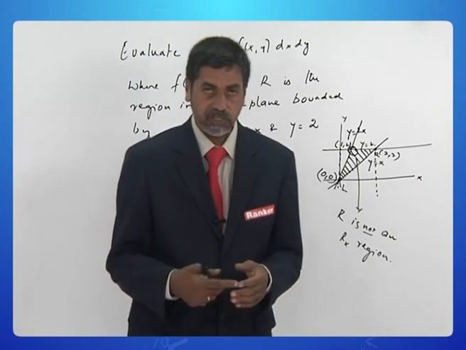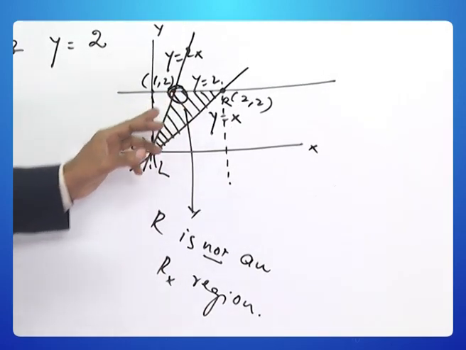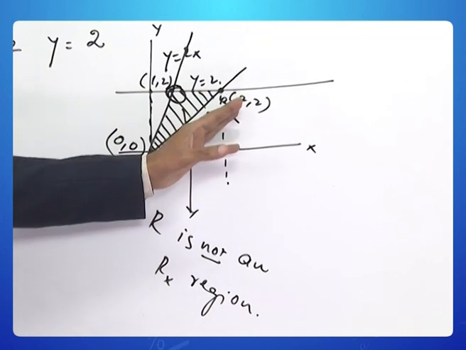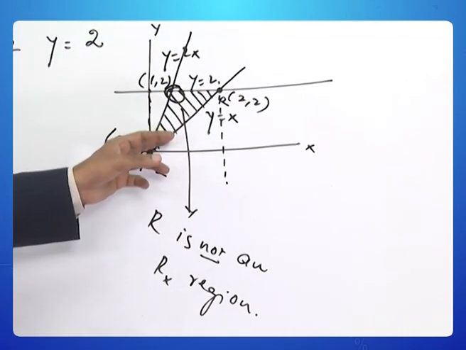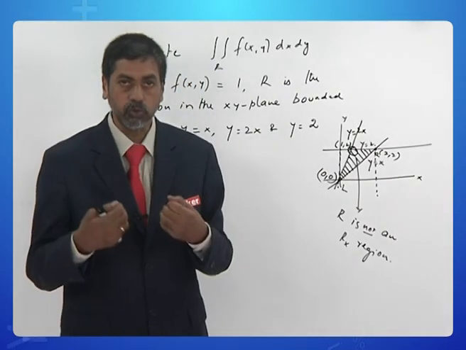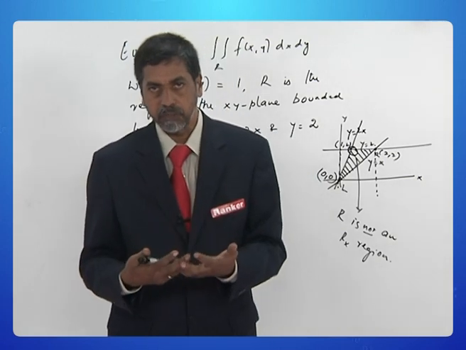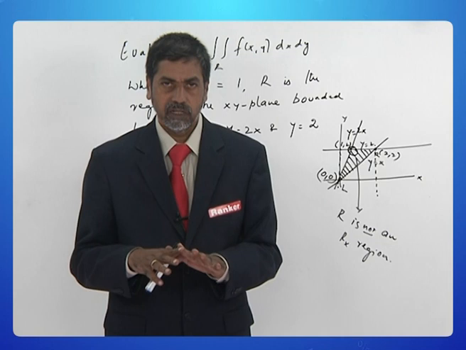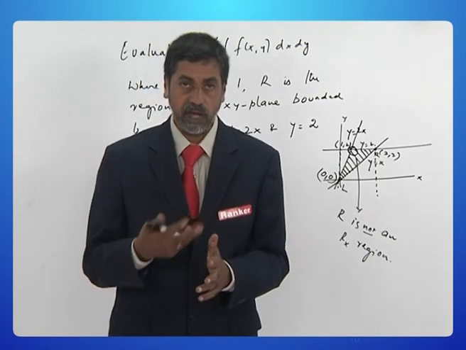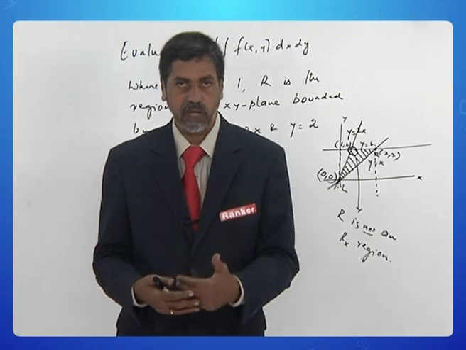What happens if we stick to this format? Because there is one intersection between the leftmost and the rightmost point, you may have to split this into two smaller parts and perform two double integrations and then add up. So more double integration means more time consumption. Therefore, if we can see the same region as an RY region, the computation becomes lesser. So let us see what is an RY region.